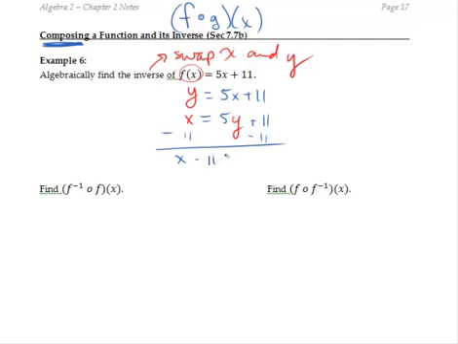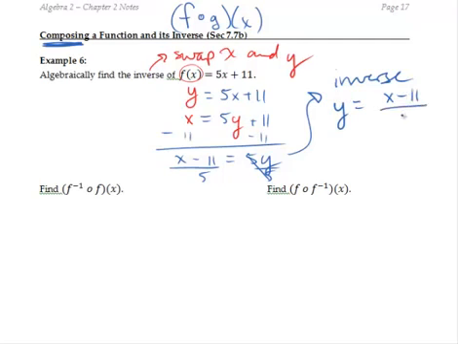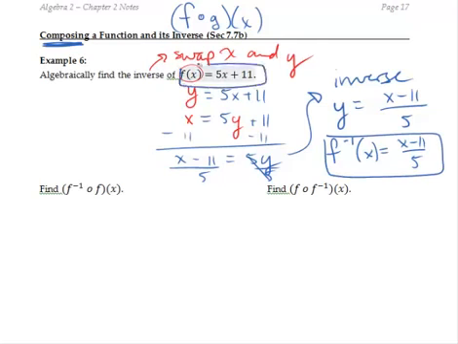Move your 11 over. So x minus 11 equals 5y. And then divide both sides by 5. So the inverse here will be y equals x minus 11 over 5. And remember, we saw a special notation last lesson that had f negative 1. That's our special way of saying the inverse function, x minus 11 over 5. So this is the original right here, and this down here is the inverse.